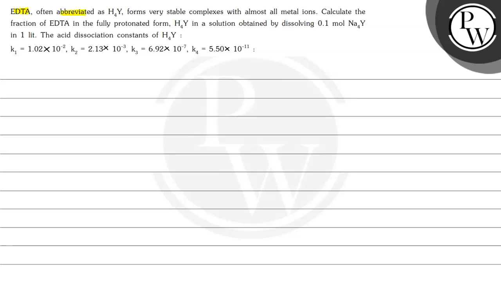EDTA, often abbreviated as H4Y, forms very stable complexes with almost all metal ions. Calculate the fraction of EDTA in the fully protonated form H4Y in a solution obtained by dissolving 0.1 mole Na4Y in 1 liter. The acid dissociation constants of H4Y: K1 is 1.02 multiplied by 10 raised to power minus 2, K2 is 2.13 multiplied by 10 raised to power minus 3, K3 is 6.92 multiplied by 10 raised to power minus 7, K4 is 5.5 multiplied by 10 raised to power minus 11.